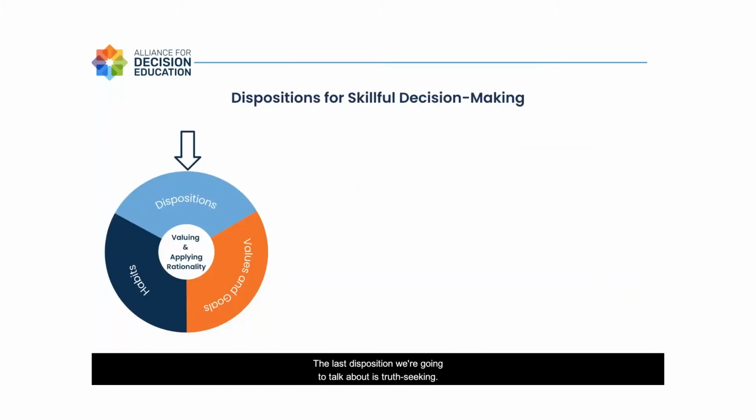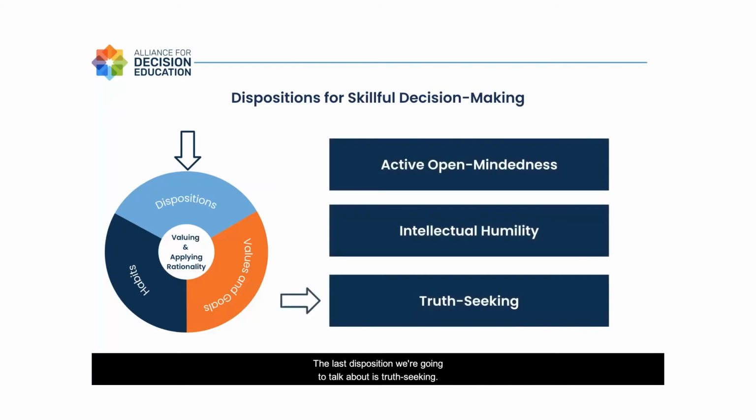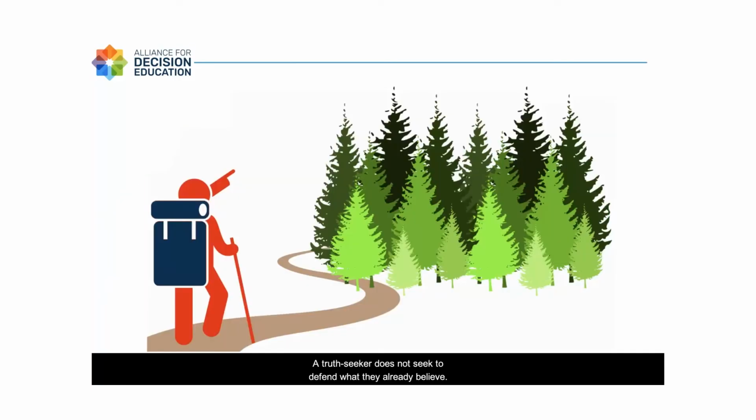The last disposition we're going to talk about is truth-seeking, or striving for the best knowledge possible in any given situation. A truth seeker does not seek to defend what they already believe, but rather takes what scientist and author Julia Galef calls the scout mindset.